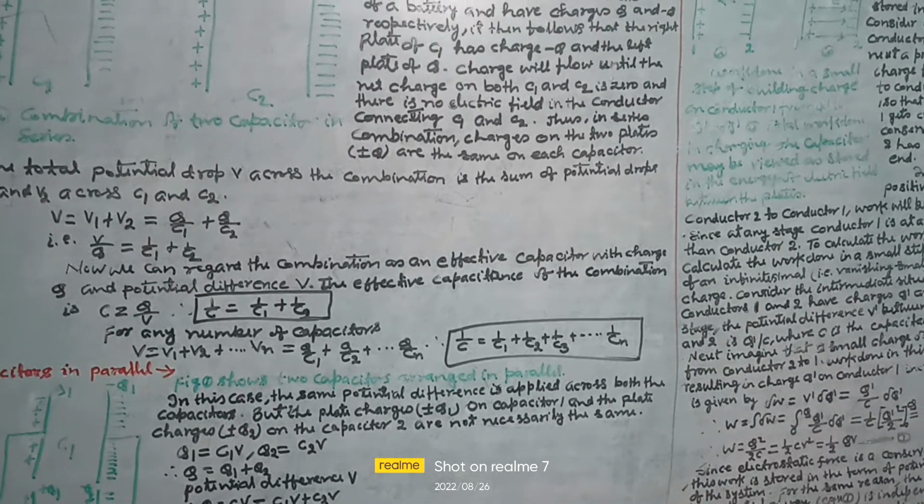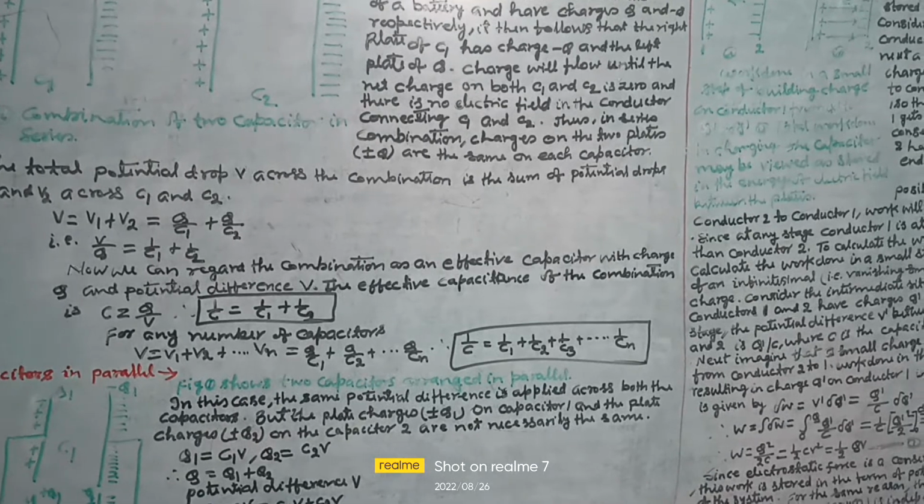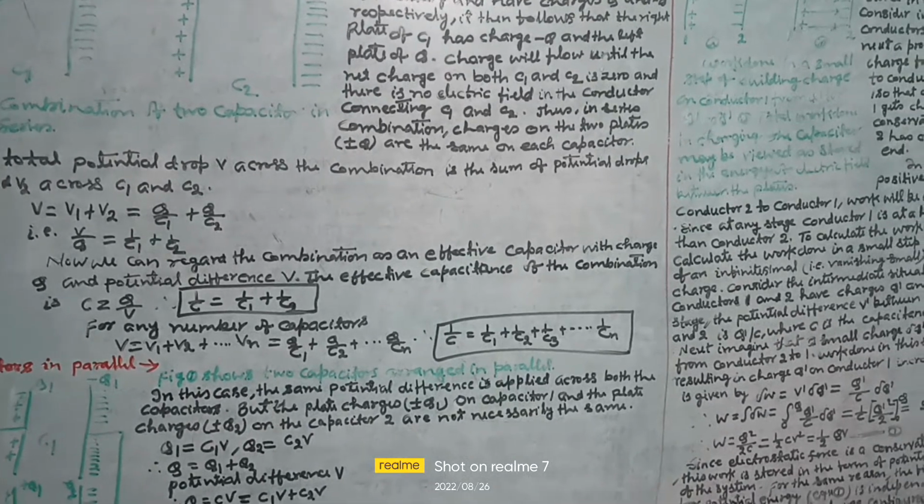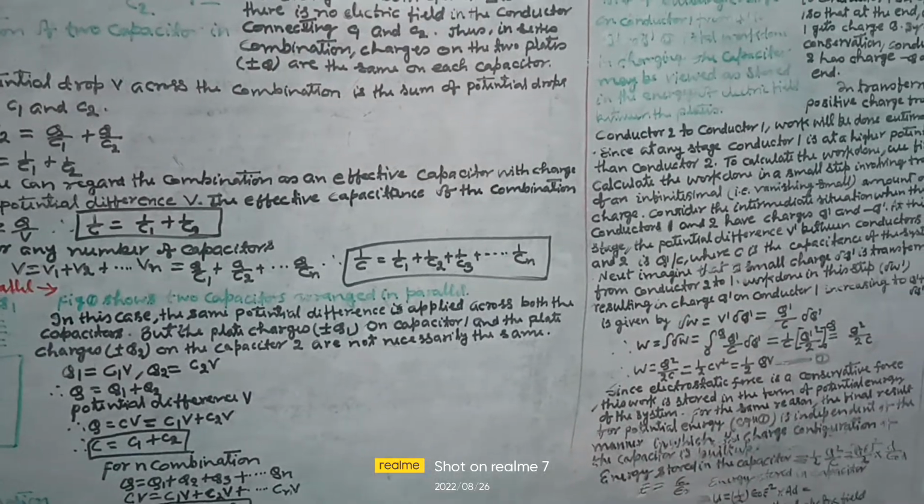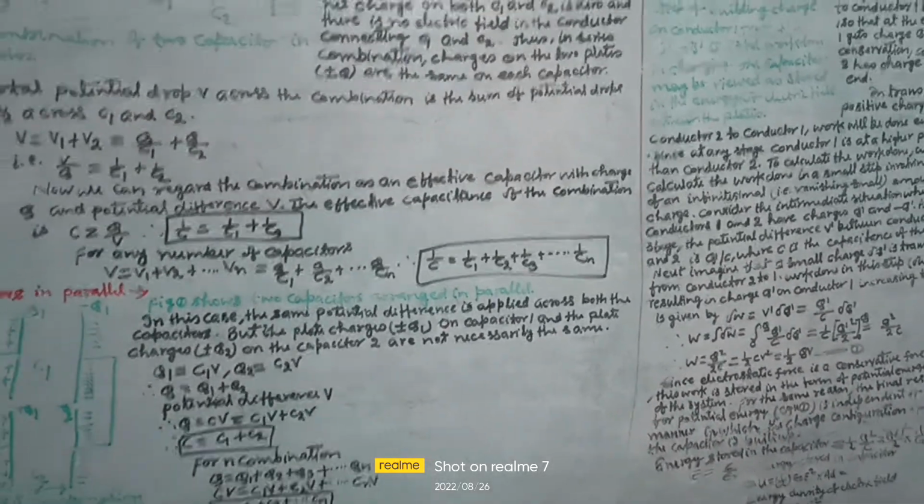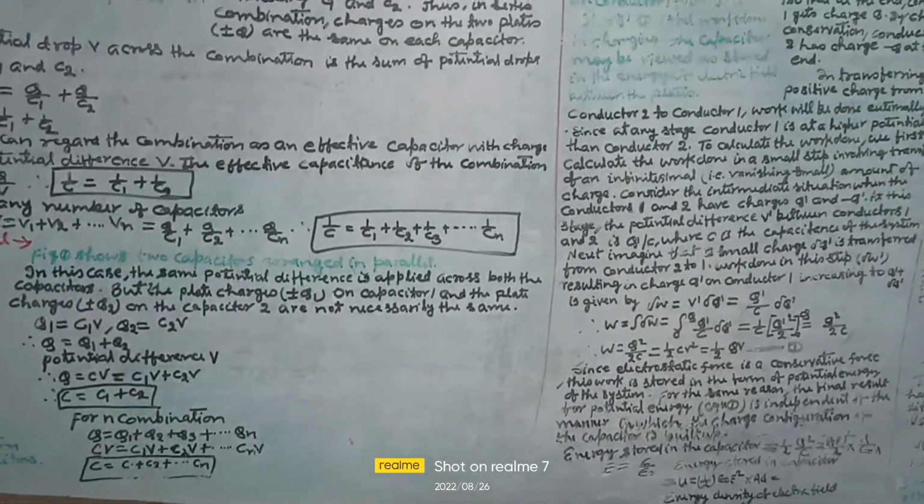For any number of capacitors, V = V1 + V2 + ... + Vn and Q/C1 + Q/C2 + ... + Q/Cn. Therefore 1/C = 1/C1 + 1/C2 + ... + 1/Cn.